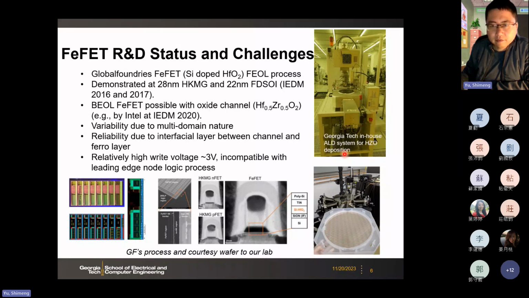So here we have our system for the HZO deposition, and also we have a very good relationship with GlobalFoundries. GlobalFoundries sends us their wafers, like 28 nanometer or 22 nanometer wafers, to our lab for device-level characterization. So here this is an image from my lab. And you see this is a 300 millimeter wafer, 12-inch wafer from GlobalFoundries, and we got the wafer from them, and then we have so many devices on the wafer, so we can do a lot of device testing.